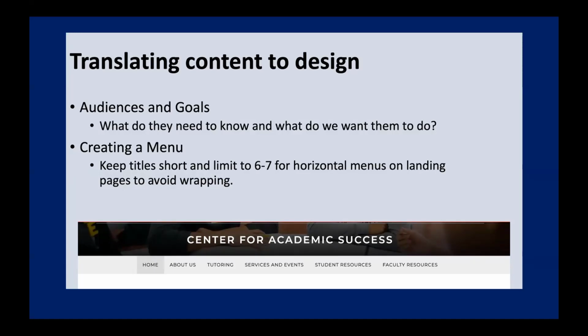Early on, you will want to also decide what menu items are needed for your navigation. Remember, though, that your navigation is not just your menu. Your landing page is also a tool that can help guide your users deeper into your page. Keep your menu titles short and aim for around 6 or 7 items depending on their lengths. As you can see here on this slide, in this menu from the Center for Academic Success, some menu items are longer than others, so you'll want to take that into account when you're deciding how many to include. On smaller screen sizes, the menu will wrap if you have too many items.